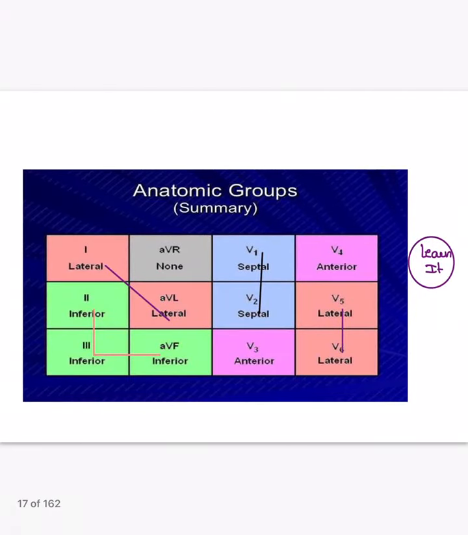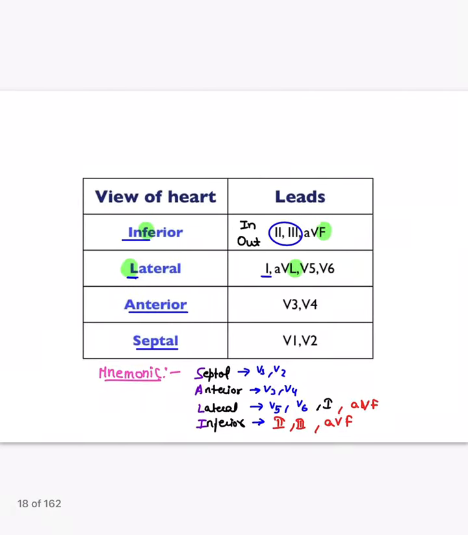Now how to make it easy? We have a mnemonic. Remember this mnemonic, SALI. S for septal, A for anterior, L for lateral, I for inferior. There are 6 leads, V1, V2, V3, V4, V5, V6. Till V6 is done. Now after V6, what do you have? You have 1, 2, 3.